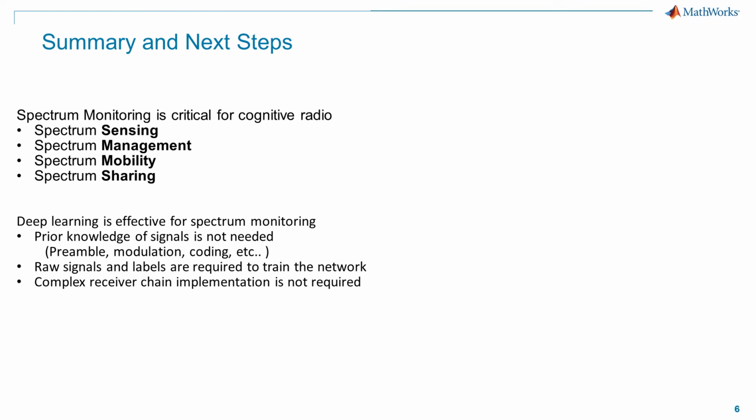In summary, spectrum monitoring is needed for cognitive radio to perform spectrum sensing, management, mobility, and sharing. Deep learning is effective in spectrum monitoring and signal classification as demodulation and decoding of signal is not required.